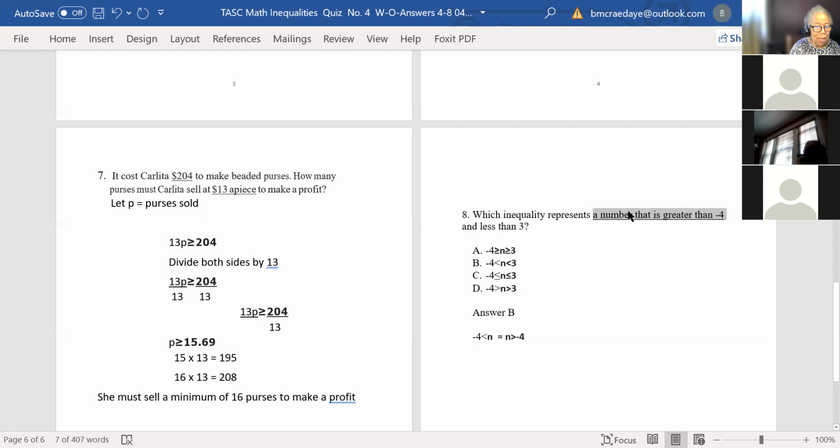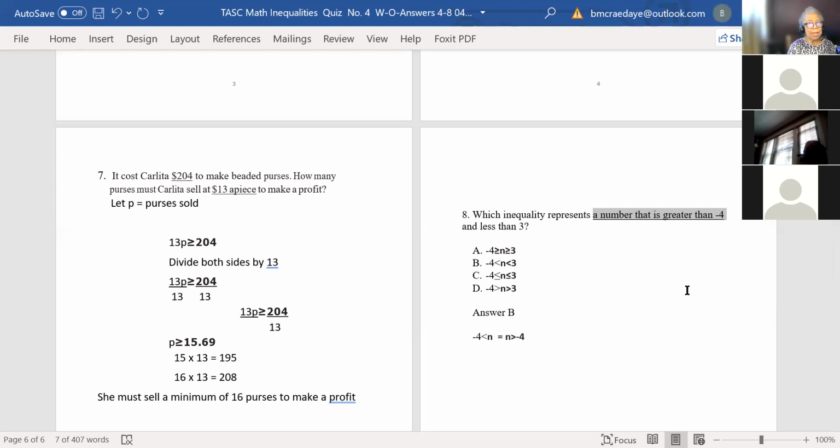Compound inequality. This is an and. A number greater than -4, and that same number is less than 3. Whenever you have an and, you have a range. The value is a range between two numbers. In this case, greater than -4 and less than 3.